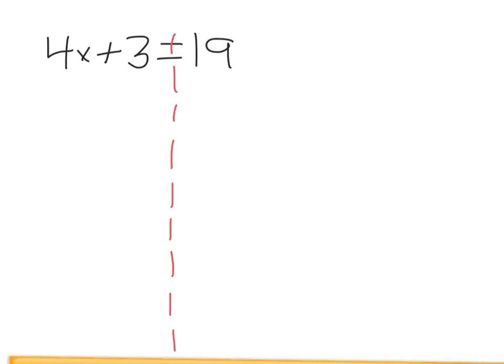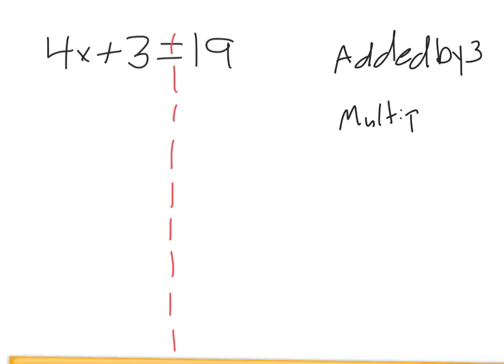Okay, and Malachi, what's another reason? The x is being multiplied by 4. Right, does everybody see that? There are two reasons this variable is not by itself. It is being added by 3 and is being multiplied by 4. So I'm going to have to undo both of these things.